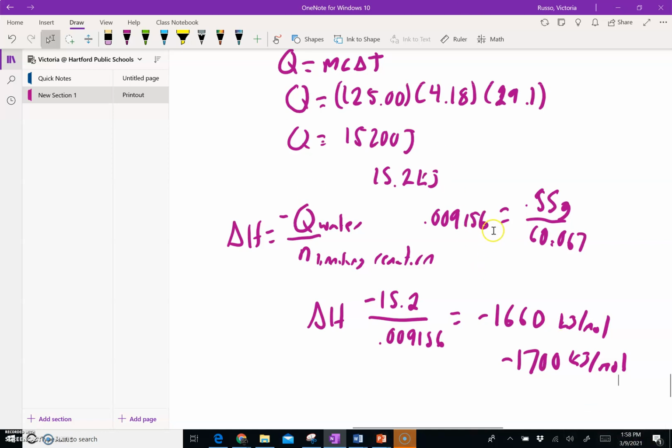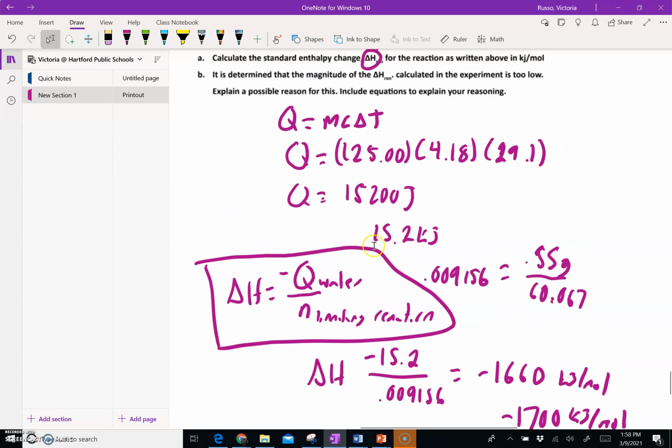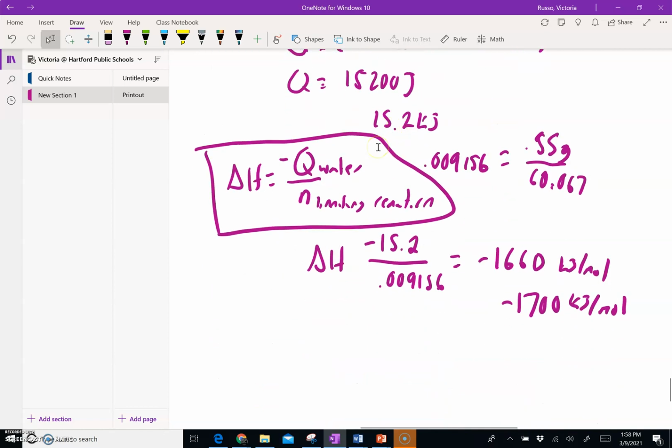So again, whenever you're getting delta H from a reaction, this equation here is important. Part B says: it is determined that the magnitude of the delta H calculated in this experiment is too low. Explain a possible reason for this. Include equations to explain your reasoning. So for B, the answer that I was looking for, although others were accepted, is that generally when you're doing these experiments, heat is lost to the air.